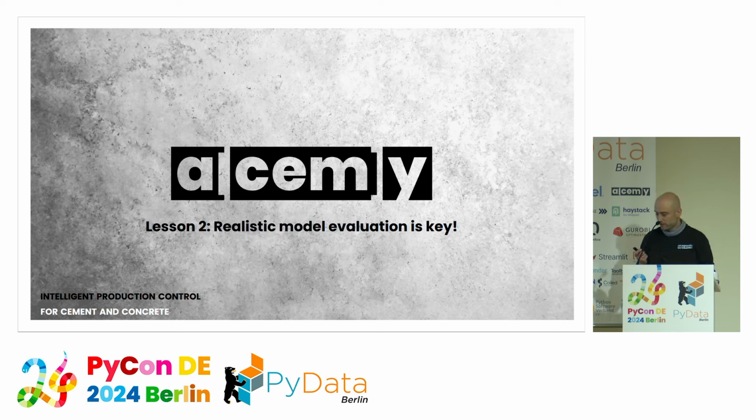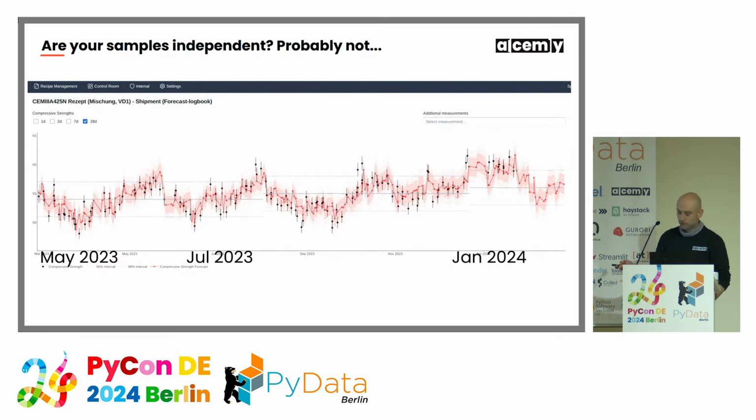Another thing that we learned is simple models are cool, but realistic model evaluation is key, right? If you look at this data, so these black dots again correspond to actual strength measurements, you can see that this data is quite varying over time, right? And you can see that there's quite some temporal correlation, right? If I have a very high measure, it's very likely that my following measure is also very high in strength, right? There's a huge temporal correlation.